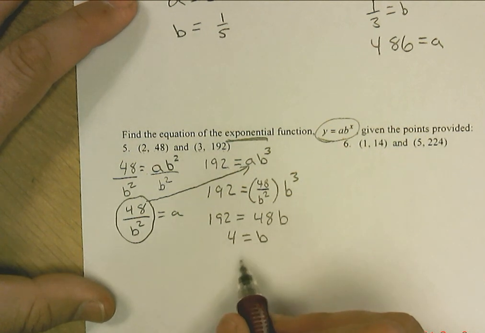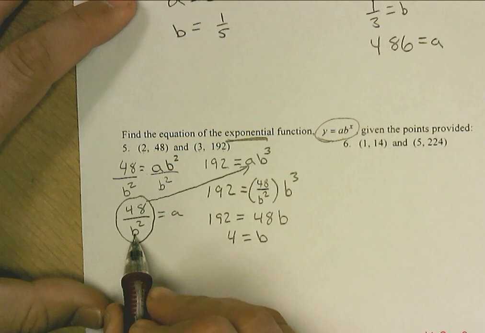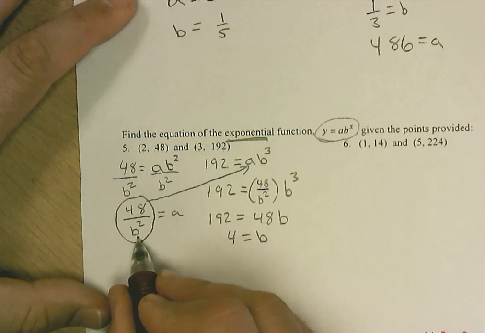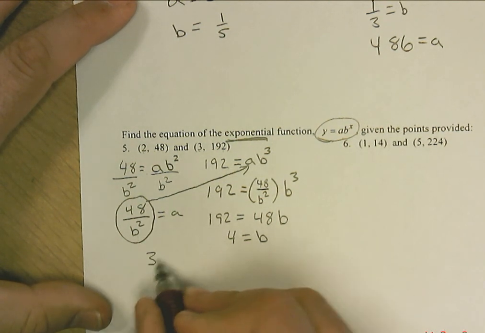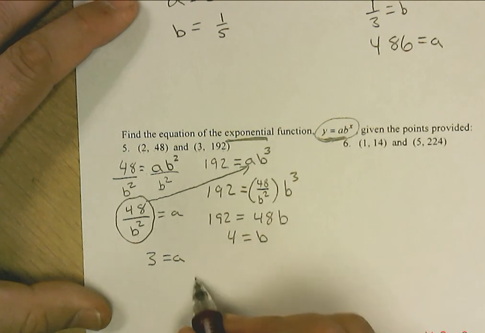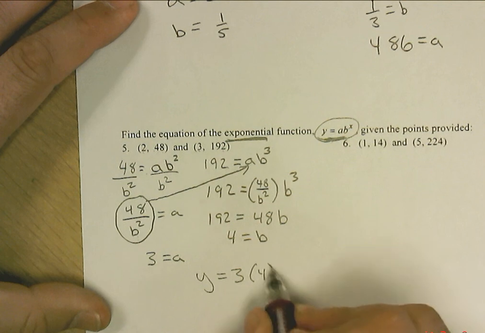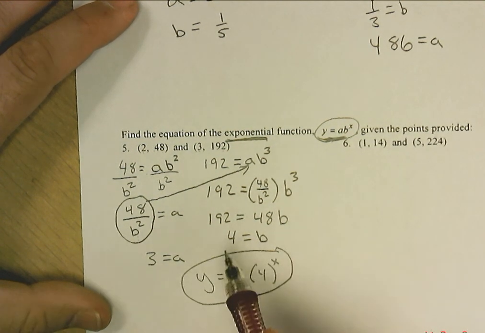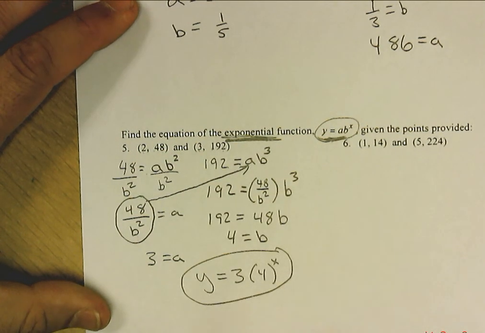How do I then find my a? I would plug 4 back in. And that would be 48 divided by 4 squared, so it's 48 divided by 16, gives me 3 equals a. But I'm finding the equation, so y equals my a is 3, my 4 is my b to the x. That's the equation. That's an exponential that goes through those 2 points.